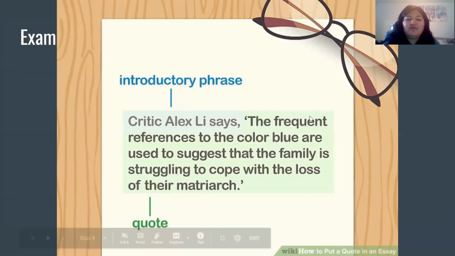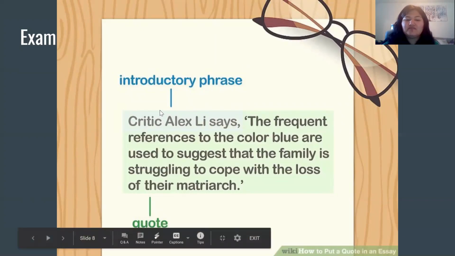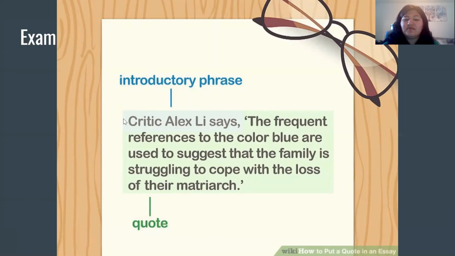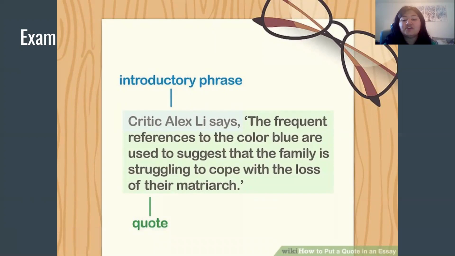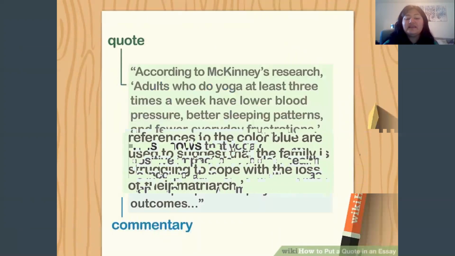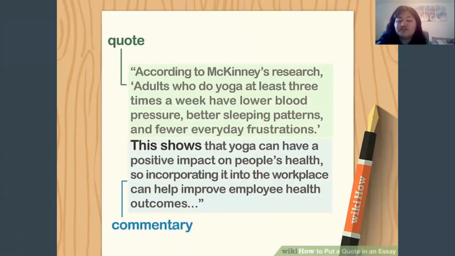So here we have the direct quotes, and here's our introduction, or kind of the first thing that we were talking about, stating who it is. So critic Alex Lee says, and this is her quote, "The frequent references to the color blue are used to suggest that the family is struggling to cope with the loss of their matriarch." There you go. And here is kind of what I was talking about. This is exactly what you want to do when you're writing essays and when you use quotes.